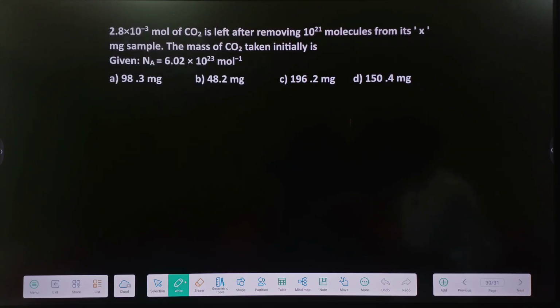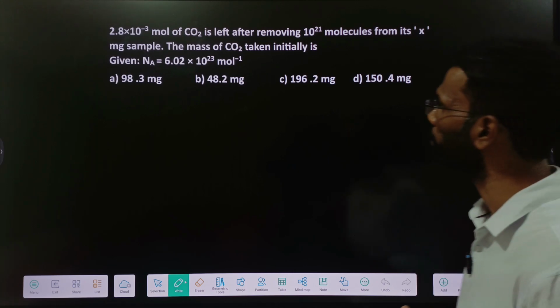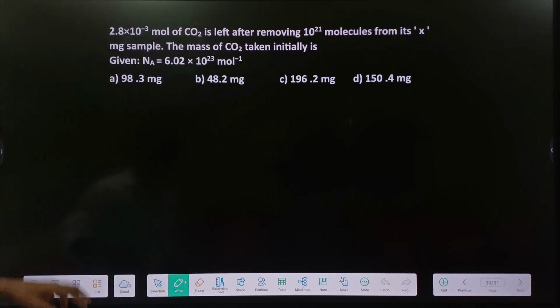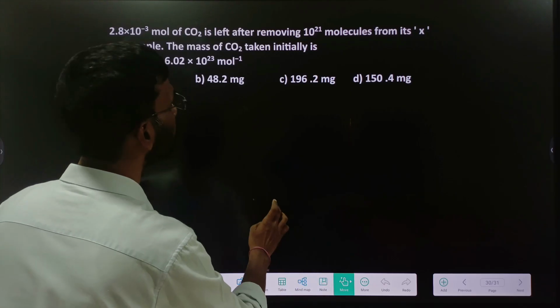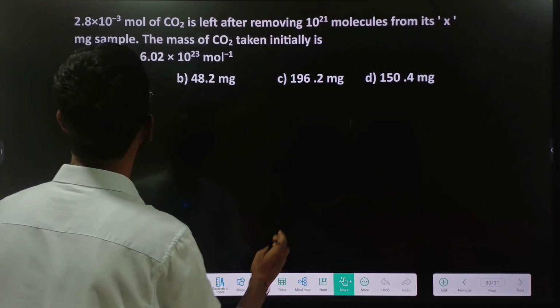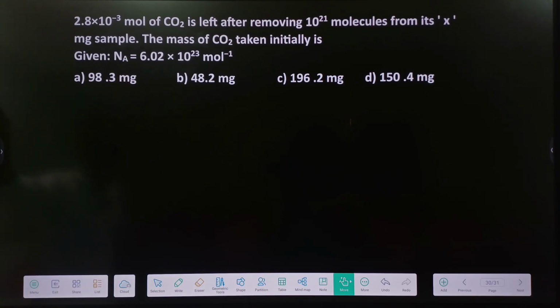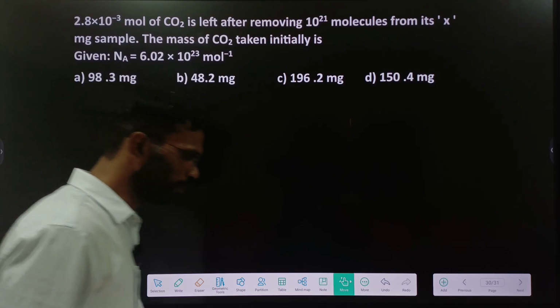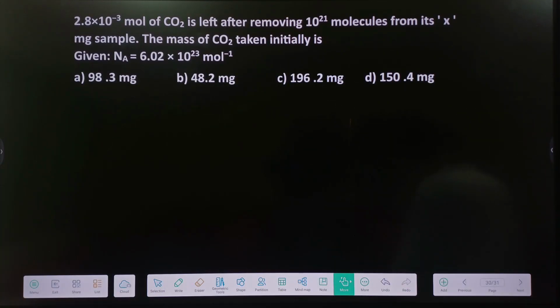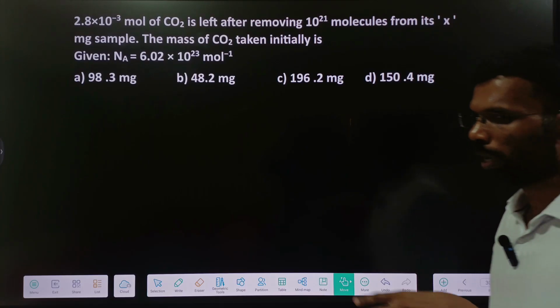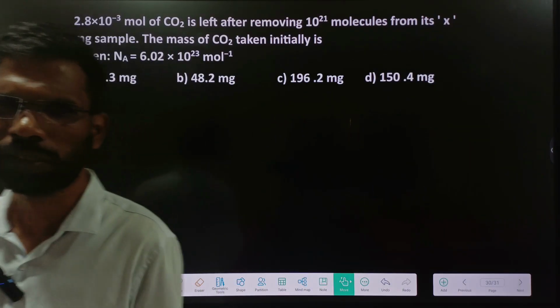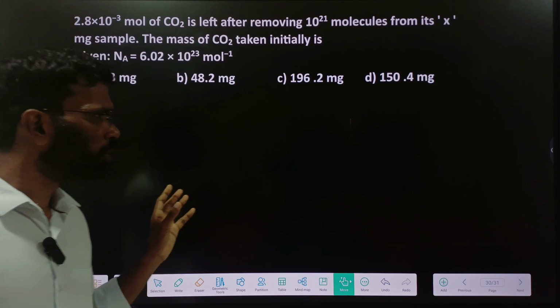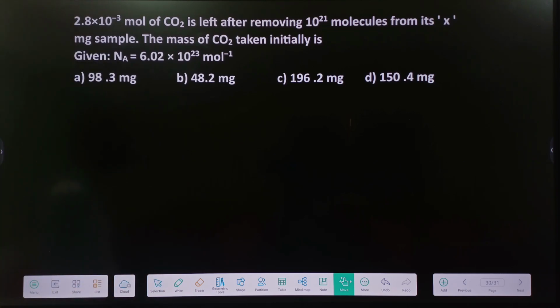2.8 into 10 raised to minus 3 moles of carbon dioxide is left after removing 10 raised to 21 molecules from it. X milligram sample. The mass of carbon dioxide taken initially is. So over here, question is there. You need to apply the concept. Question is little deep. Okay, you try solving this. Pause this video for some time.